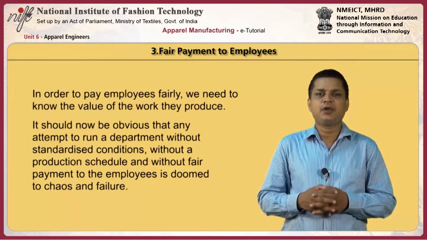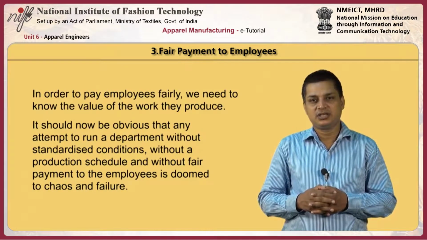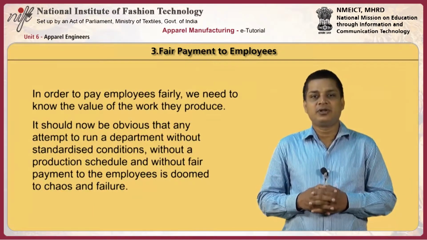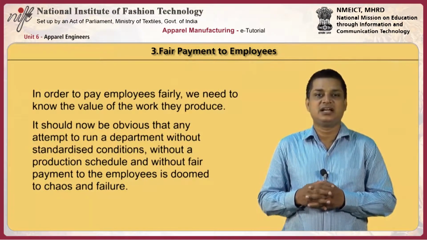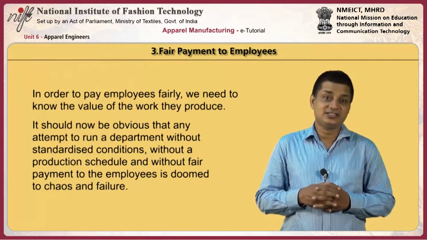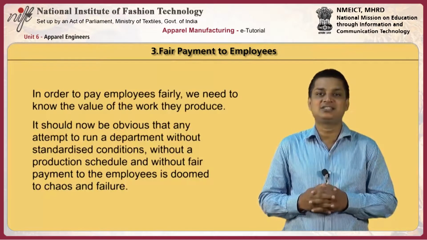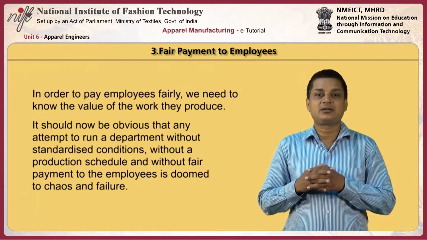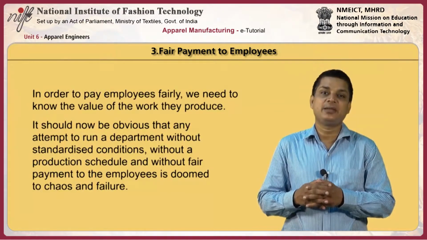In order to pay employees fairly, we need to know the value of the work they produce. In other words, we need to know if 400 pieces that someone produces on job A is as valuable as 1000 pieces that another person produces on job B. If it is, then person A and person B should receive the same pay. Since part of the engineering function is to measure work, we can compare person A's contribution to person B's contribution and pay them accordingly.